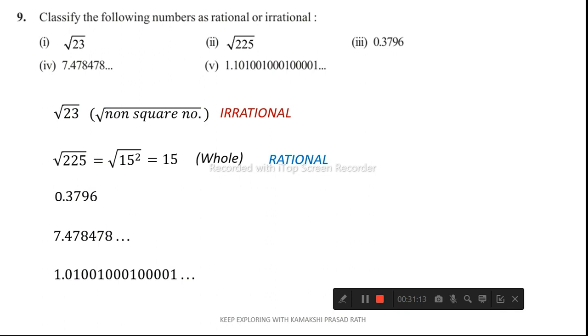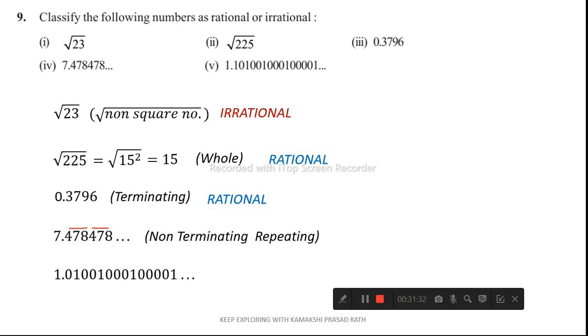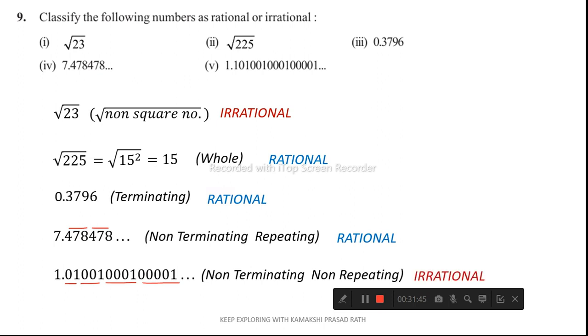Now 0.3796 is a terminating decimal, so it is rational. Then 7.478478: here we see that 478 repeats itself, so it is non-terminating, repeating, and it is also a rational number. And the last one, 1.01001000100001 and so on. It is non-terminating, non-repeating, hence it is an irrational number. So that's the last question of this exercise. Thank you.